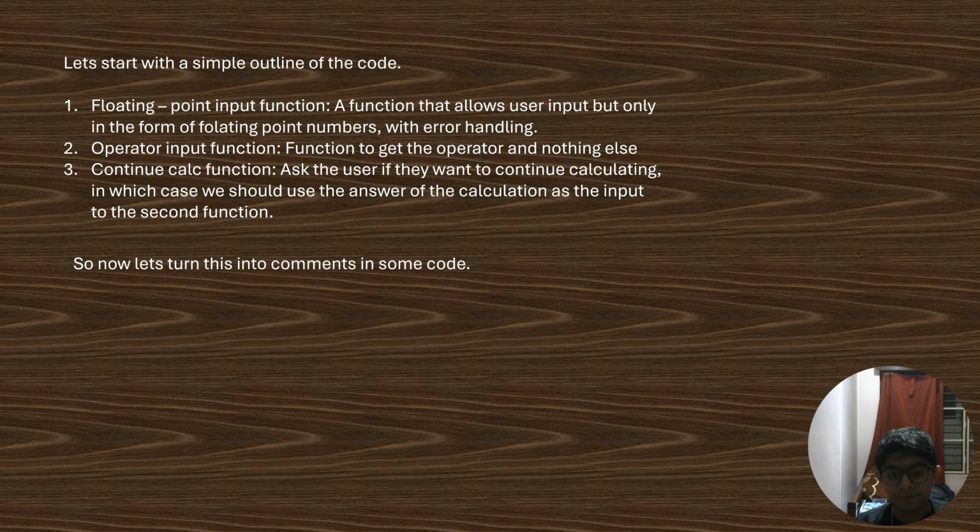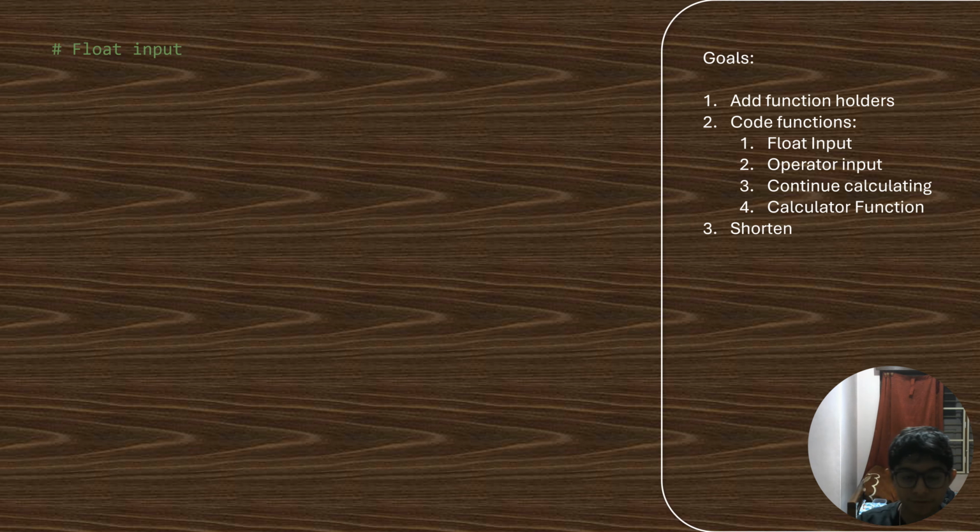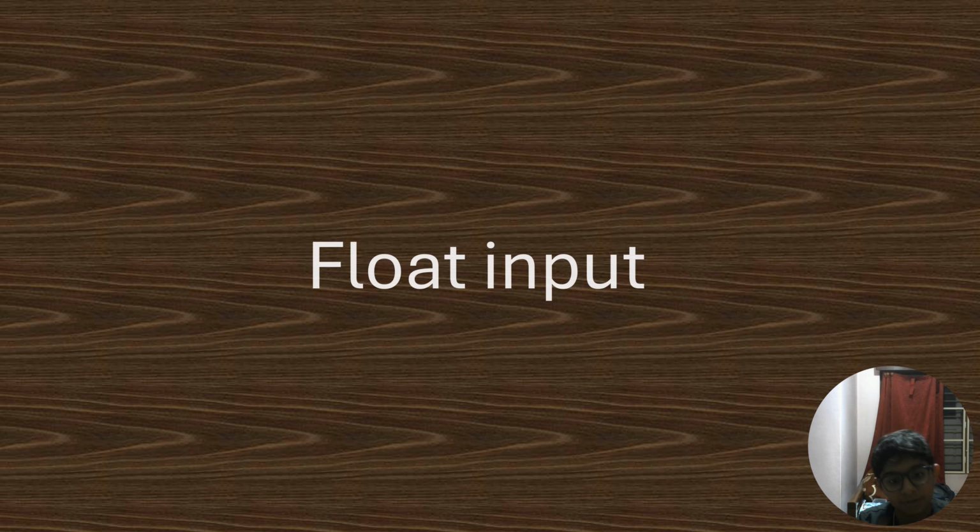So let's turn this into a few comments. Okay, here we have the outline of the code with just comments. Let's start making out the float function after crossing out step 1, adding function orders. Alright, there we go. So, let's start with float input.